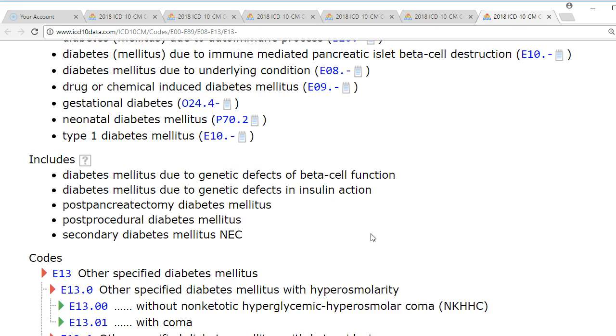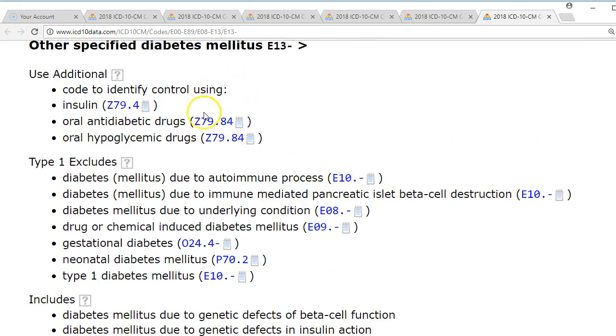So, one thing I want to show you guys, and you might have noticed this as I was scrolling, there's use additional code notes at each and every one of these. So we have a Z code to describe if they're taking insulin, if they're taking an oral anti-diabetic drug, or an oral hypoglycemic drug. In this case, it's the same code. So we need to know again, is it insulin or is it oral medication or is it both?